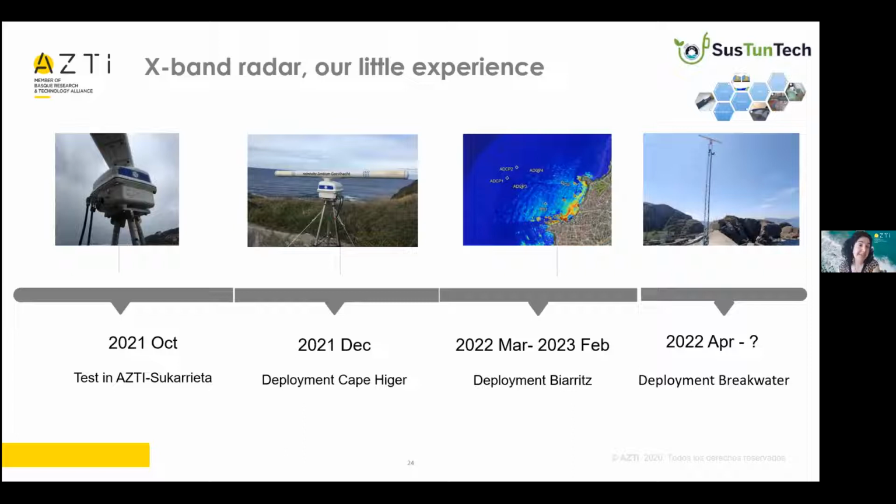And yesterday we finished the installation of the same radar on a breakwater in the project that I will explain to you at the end. It's working since yesterday on the Basque Coast.